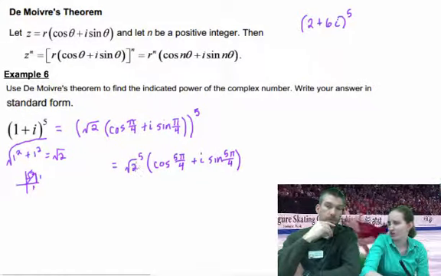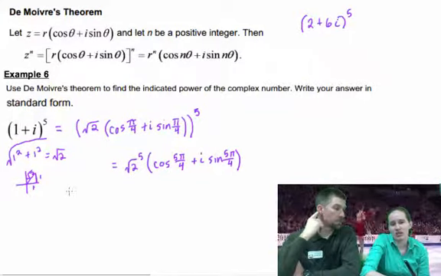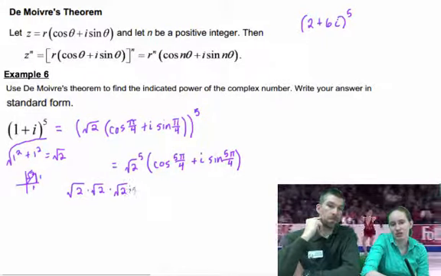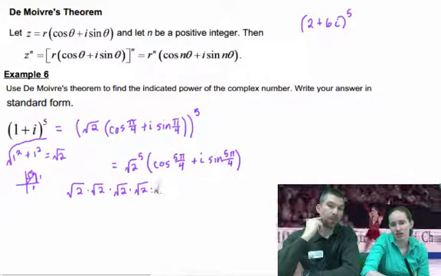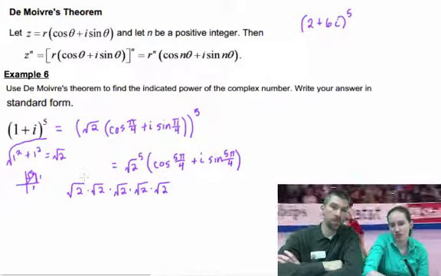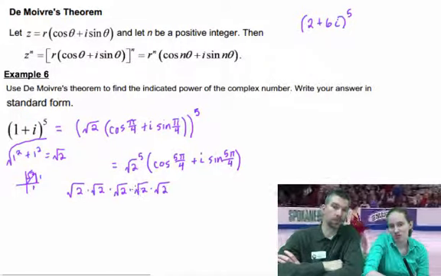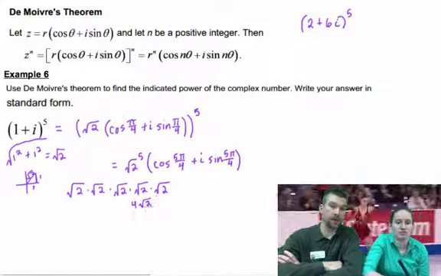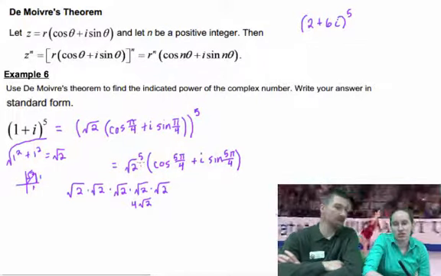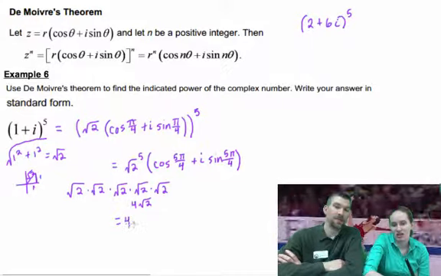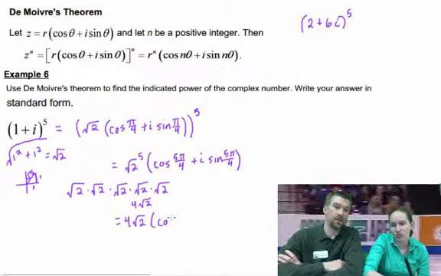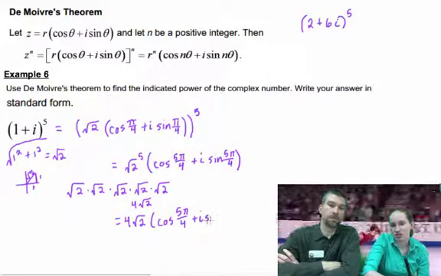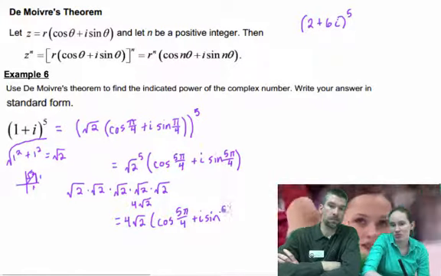We could simplify the square root of 2 to the 5th power. I'm going to write it out, but just think about it to yourself. These two make 2, these two make 2, so that's 4 square roots of 2. Pretty easy. And we want this to be in standard form, which means we need to actually distribute. But check the instructions when you're doing this. They may want you to leave it in trig form, and that would mean that we were done.